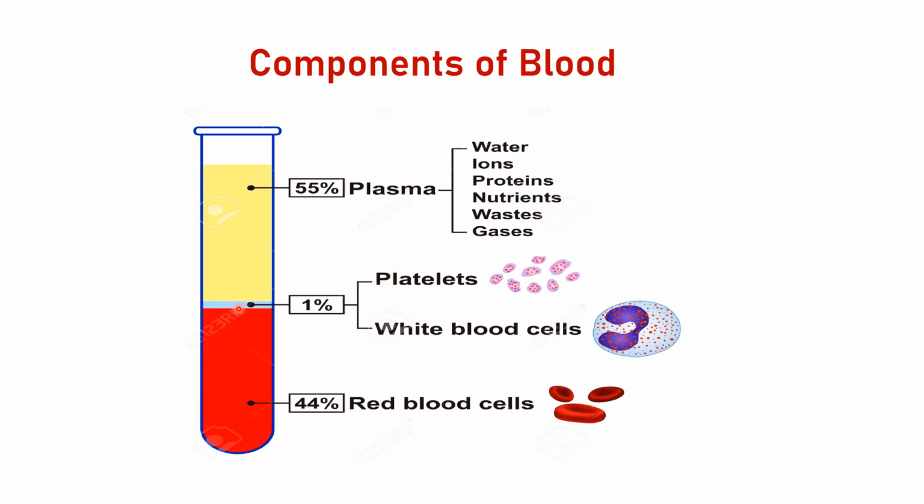And the middle layer, where you will find platelets and white blood cells. These are the platelets, very small cells, platelets and white blood cells, right? And this is what is our red blood cells. 44% red blood cells. These are the red blood cells, RBCs.